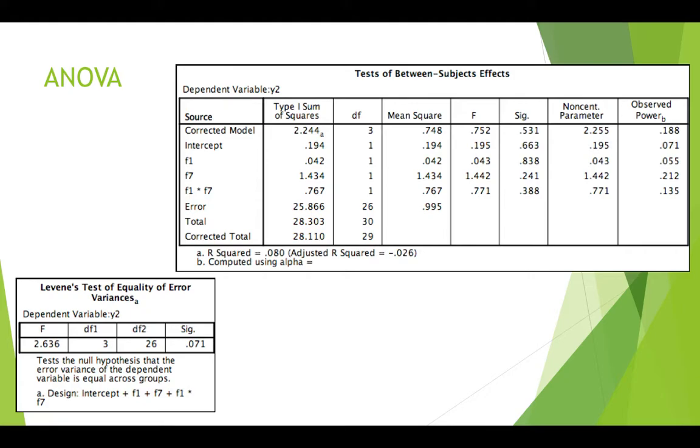Looking at the F-value, the ratio of variances, you take the mean square and you divide that by the mean square of the error, or the residual. So pretty much in order to find F, for F1, I took 0.042 and I divided it by this error right here. And that's how I was able to get my F value. And so I did that for F1, F7, and the interaction.